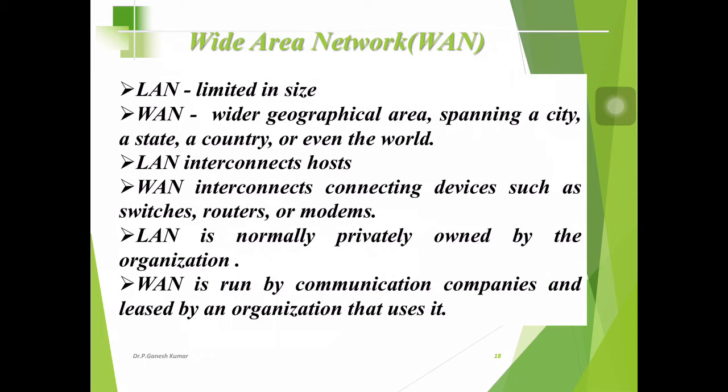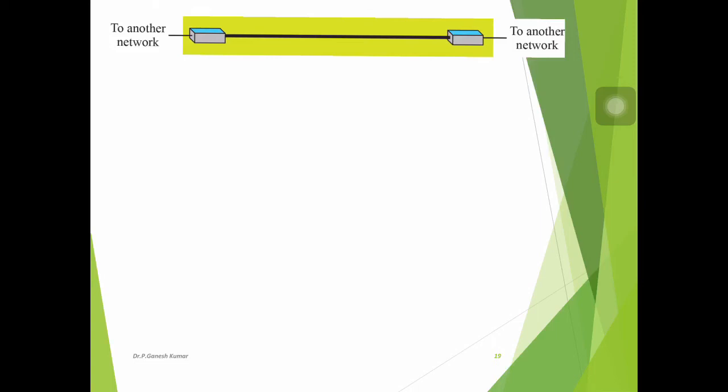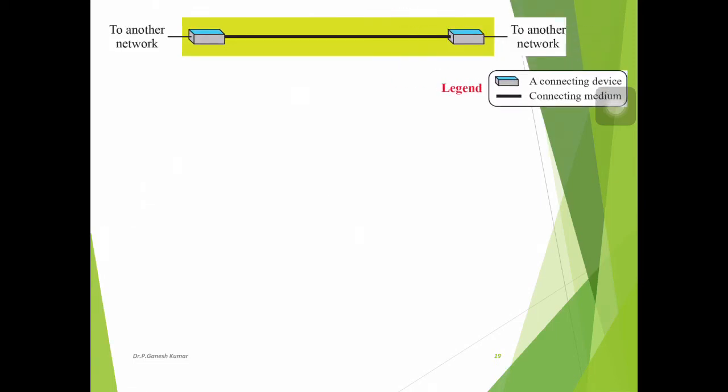A LAN is normally privately owned by an organization, by an office, or by an institution, something like that. Whereas a WAN is run by communication companies, or leased by an organization, or it may be run by government organizations. This is a point-to-point network in terms of WAN, one network to another network.